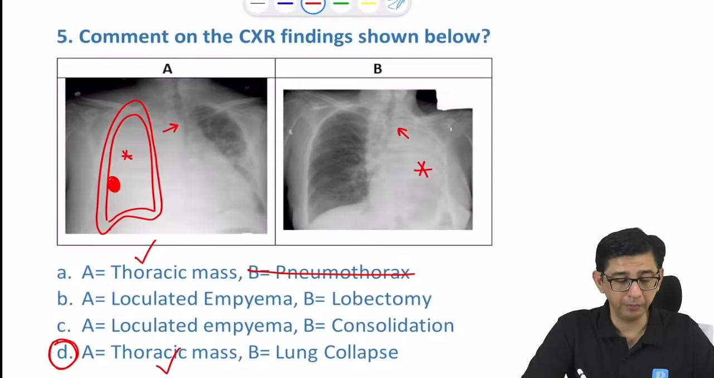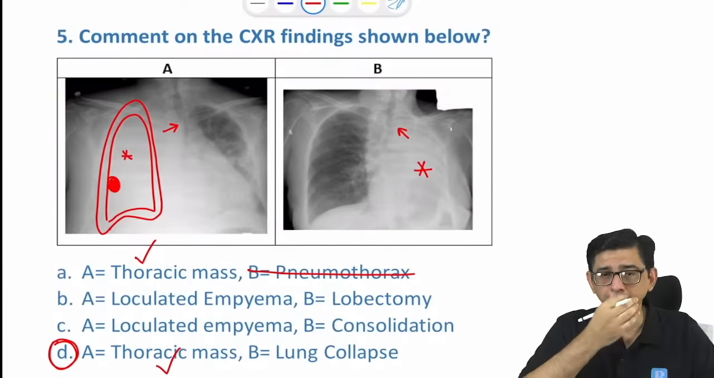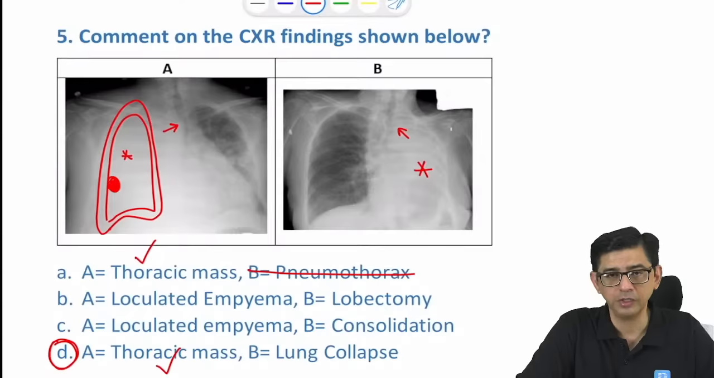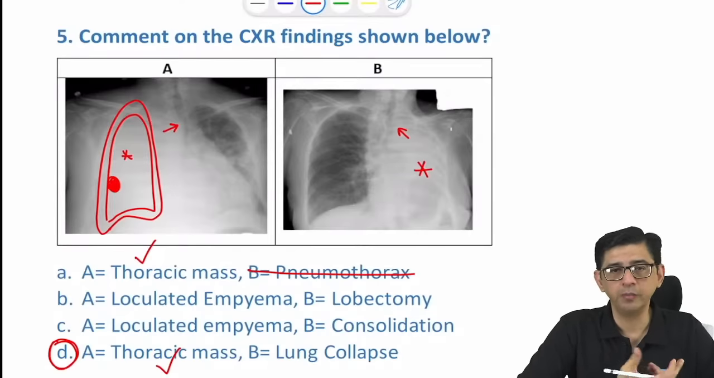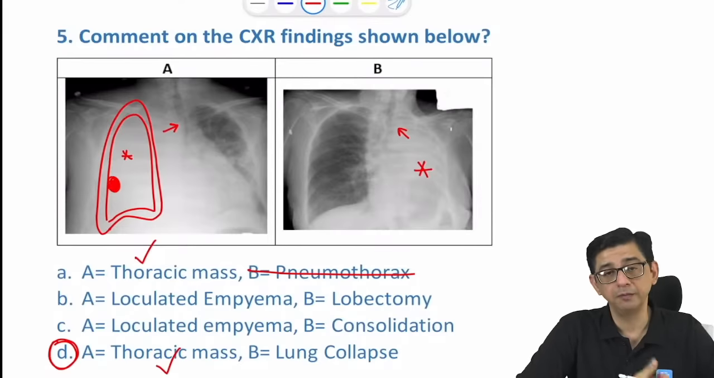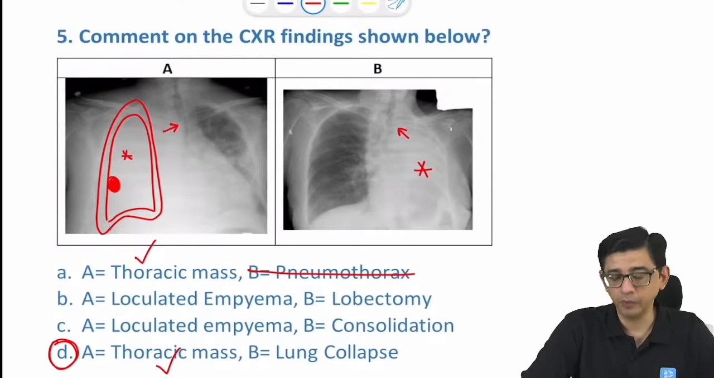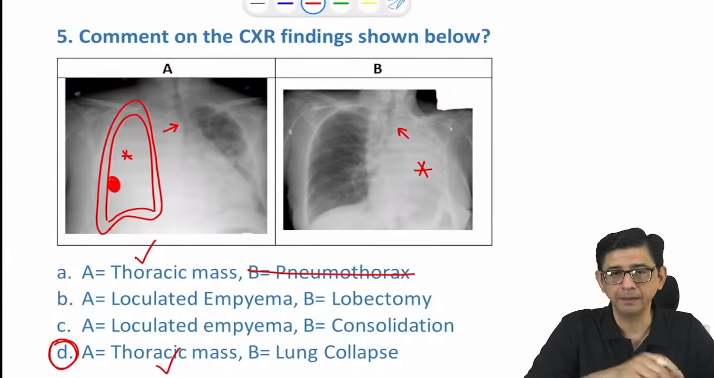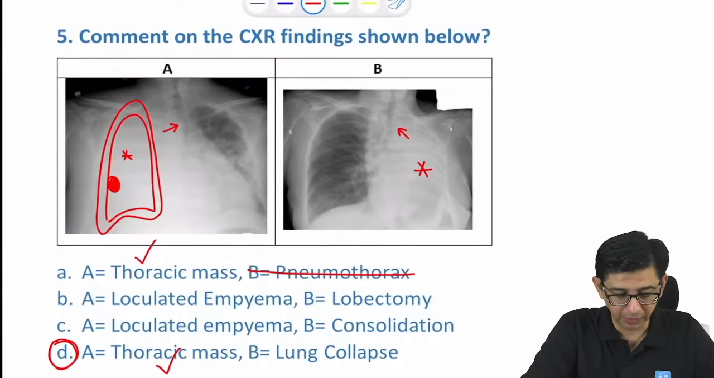Why not a loculated empyema? Loculated cannot be picked up on the basis of X-ray. Loculations will require ultrasound. But empyema will have a biconvex appearance, you know, just like a pleural effusion has a concavity, whenever it's an empyema it will always produce a biconvex appearance. But loculations can be picked up only on the basis of an ultrasound.